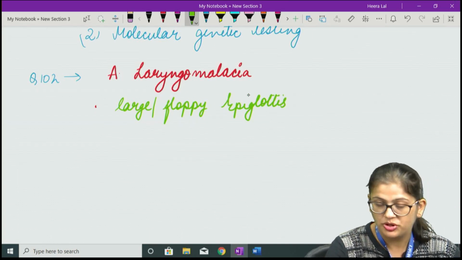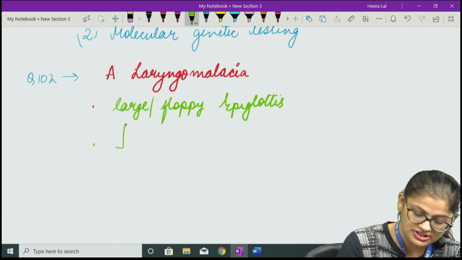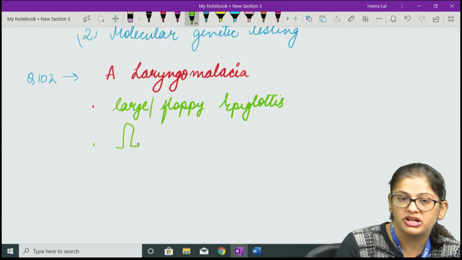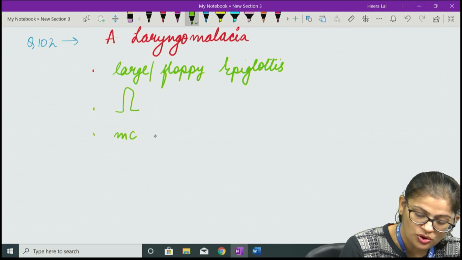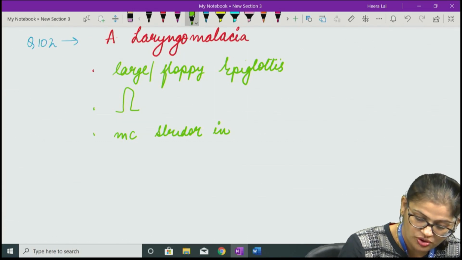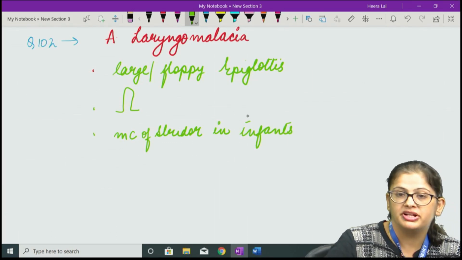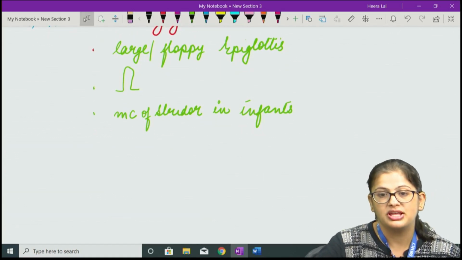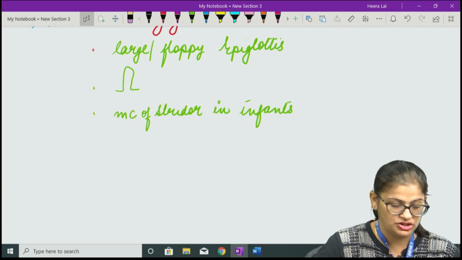And if you do laryngoscopy or a bronchoscopy, you can see that this epiglottis is quite large and is almost like omega shaped. So that is why it is called an omega shaped epiglottis, and it is the most common cause of stridor in infants. Usually this condition is self-limiting, and as the child grows, the larynx also grows, the epiglottis also grows, and the stridor wanes away. However, surgery may be indicated if this stridor persists beyond 2 years of age.